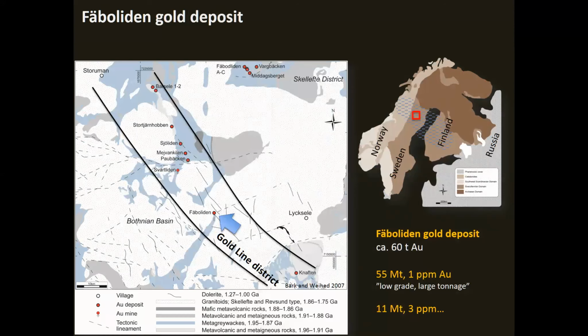as a sort of low-grade, large tonnage type of deposit with 55 million tons at 1 ppm gold. But there are richer sections within this ore, and the present plans for extracting the gold are by going only for the richer parts, and then the resource model ends up at 11 million tons at 3 ppm gold.